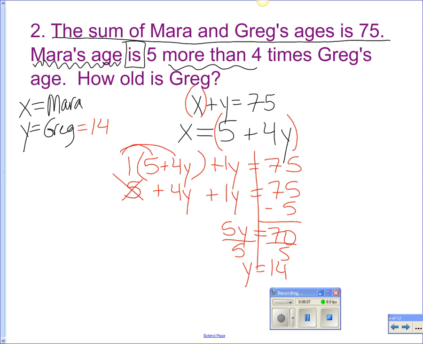Sorry, what does just the question part ask? What does it say right here? And what letter is Greg? We're done. We don't have to plug it back in. We've already answered the question. How old is Greg? So we've got that done. Okay.